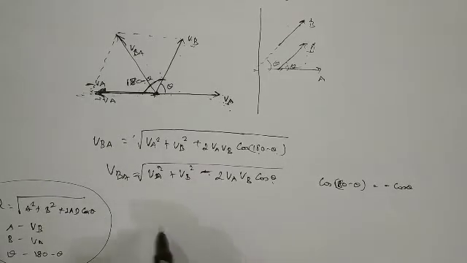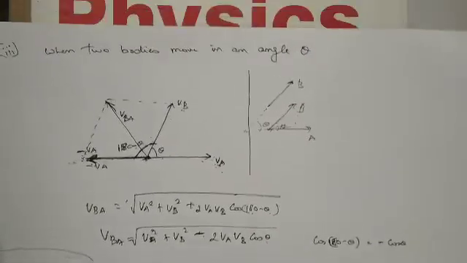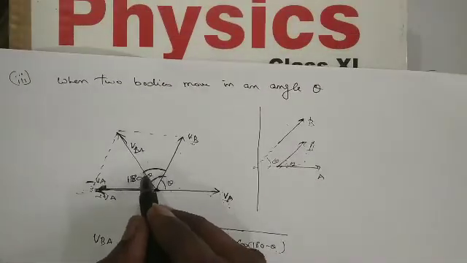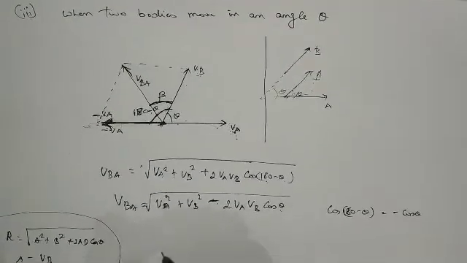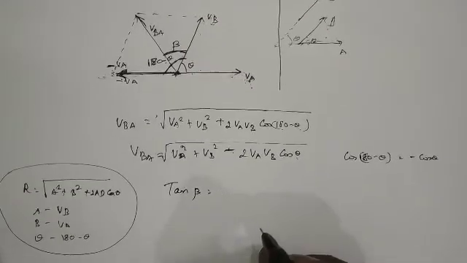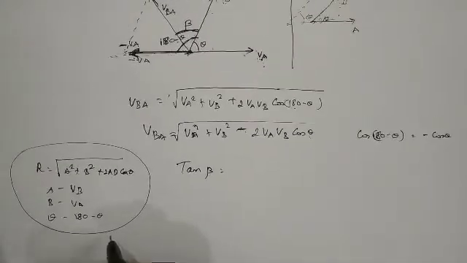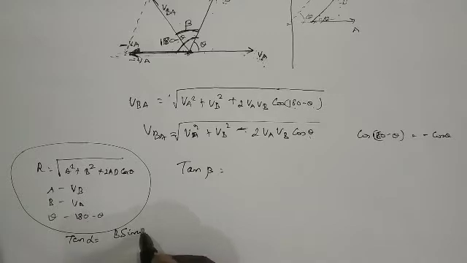The next one is the direction. The direction will come in this direction here, which is called beta, maybe alpha also can be said, we can take it as beta here. Tan beta is equal to, we know the formula here, usually tan beta is equal to B sin theta upon A plus B cos theta.